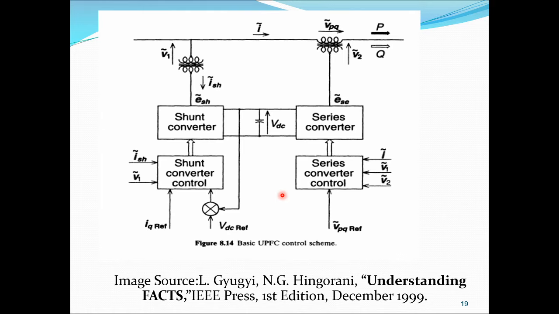Next, we finally land upon control schemes. This one is the basic UPFC control scheme. We all know this particular diagram. Remember, series transformer, shunt transformer, and I would like to connect them to one converter, that is the series converter. This one is nothing but the shunt converter, connected via the DC link capacitor.